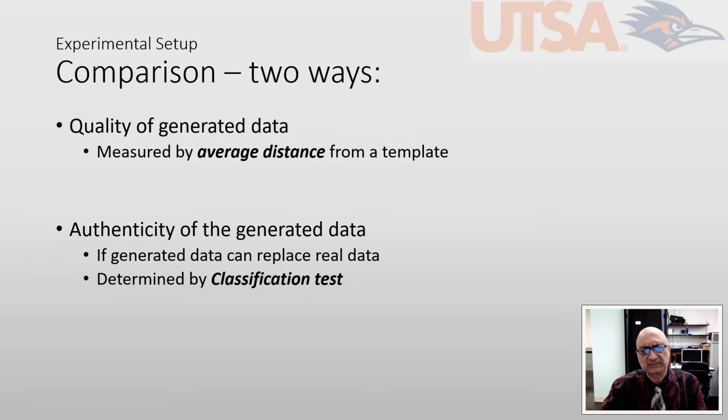We compared the study cases in 2 different ways: the quality of data, where we measured the average distance of the generated data from a template, and also the authenticity of the generated data. The authenticity test is done in the classification test.